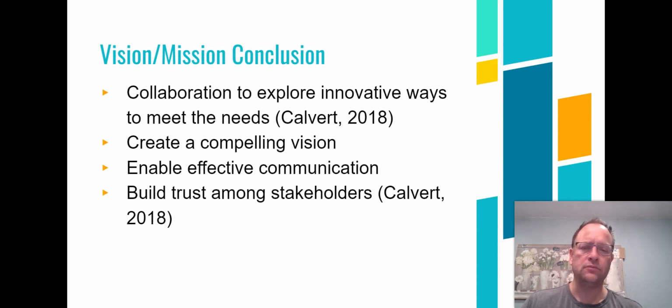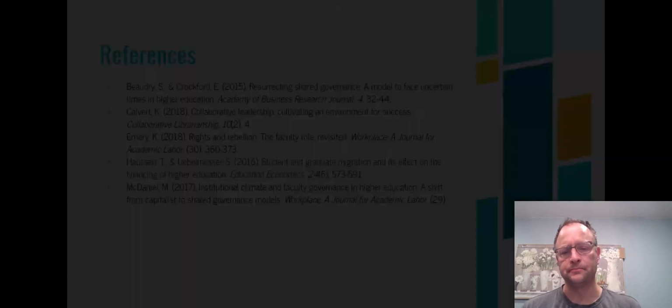My final recommendations here are to have collaboration to explore innovative ways to meet the needs of the students, to create a compelling vision that everyone can identify with, and to enable effective communication. And this kind of goes back to governance and the academic senate that they have. It really needs to be more meaningful and build trusting relationships with stakeholders.